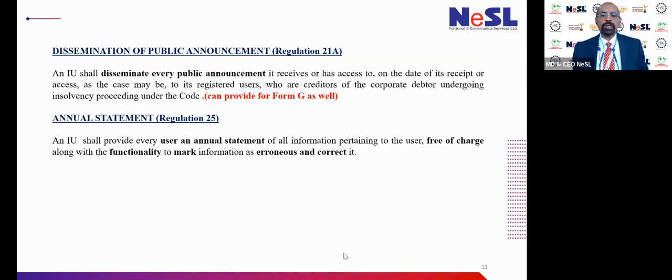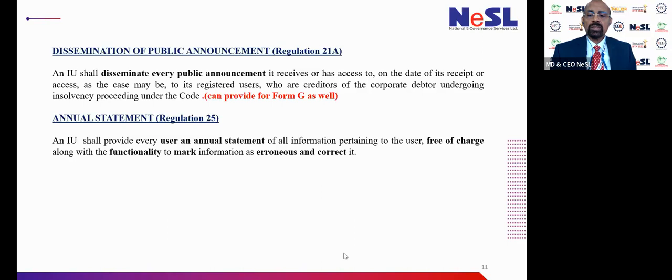Now, just to elaborate here, what is the public announcement we get? One is the public announcement, of course, which the IP makes, inviting claims subsequent to commencement of CIRP. So that is one we get. The second information we get is regarding filing of application. It's not really a public announcement, but this is a facility which IBBI has enabled by way of a circular, and so this information comes to us, and this is designated to our registered users.